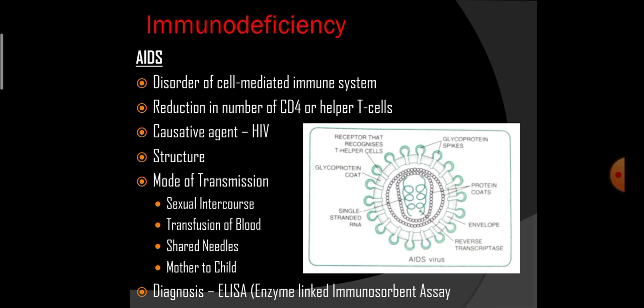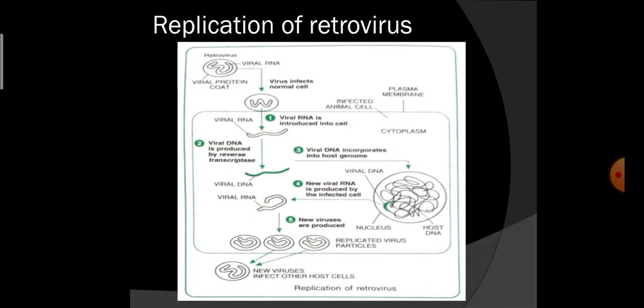I have also shown the structure of the virus. It is a retrovirus with single stranded RNA, which has reverse transcriptase. What happens when it enters the body? The viral particle enters the body and replicates inside; its RNA gets converted into DNA, combines with the DNA of the host, and replicates along with it. You can also go through how this replication of the retrovirus takes place.